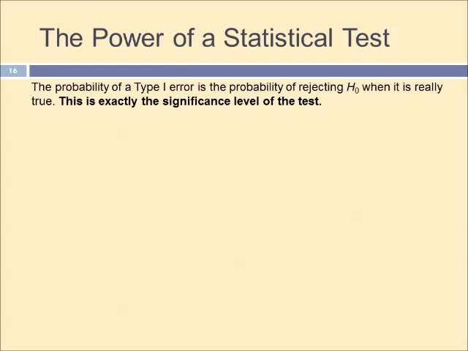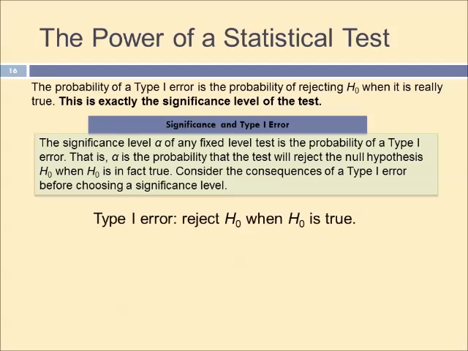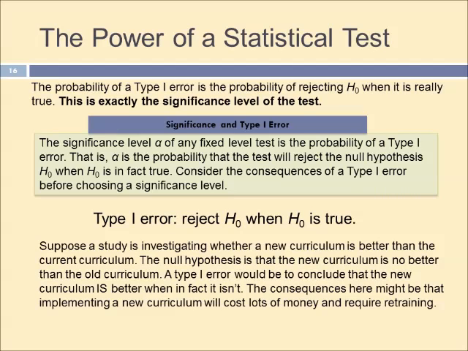Now, the probability of a type 1 error is the probability of rejecting H0 when it's really true. This is exactly the significance level of the test. So, alpha is the probability that the test will reject the null hypothesis when in fact it's true. So we need to consider the consequences of a type 1 error before choosing a significance level. Again, as a reminder, type 1 error is when we reject the null when it's actually true.